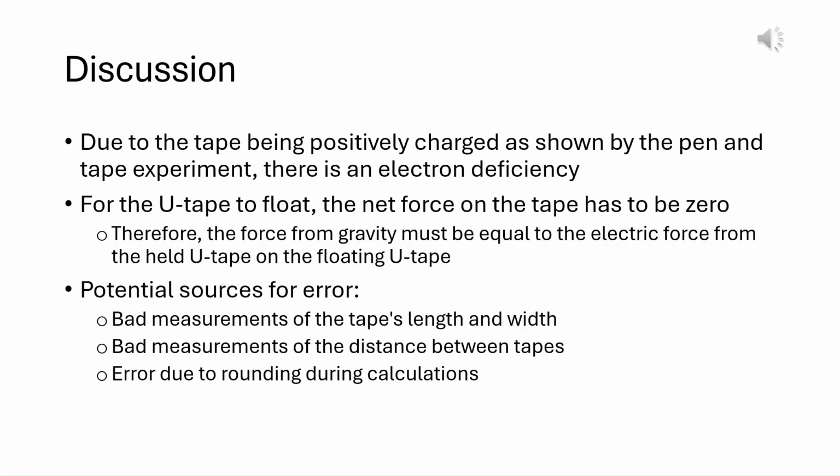Due to the tape being positively charged, as shown by the pen and the tape experiment, there is an electron deficiency. For the U-tape to float, the net force on the tape has to be 0, and therefore the force from gravity has to be equal to the force from the held U-tape onto the floating U-tape. And then some sources of error are bad measurements with the tape's length, the width, and the distance between the tapes, and some rounding errors due to calculations.